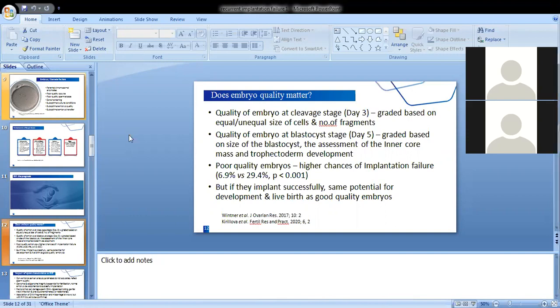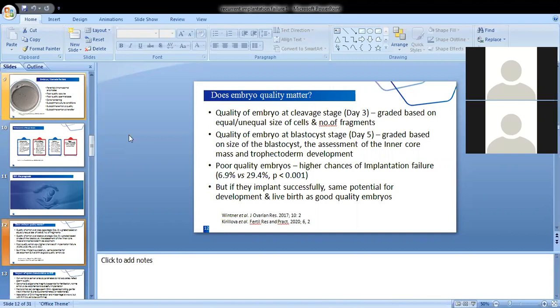Yeah, definitely. Quality of embryo matters in implantation. Quality of embryo at cleavage stage or on day 3 is graded based on morphology, basically equal or unequal size of cells, and percentage of fragmentation. On day 5 or blastocyst stage, it is based on the size of blastocyst, the assessment of the inner cell mass, and trophectoderm development.